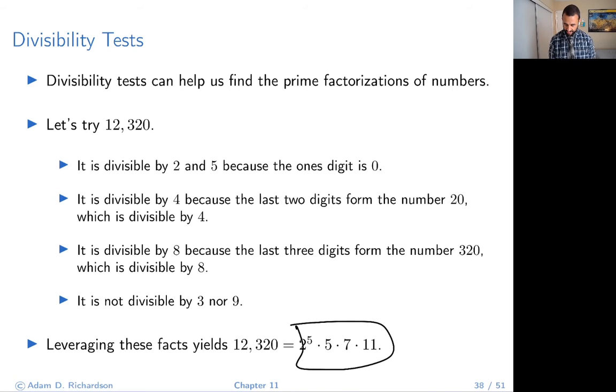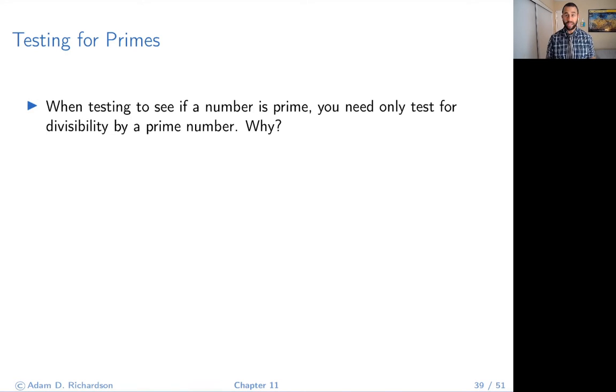So this is what it is in the end once you factor that number, and that's why we like these divisibility tests. All right. Okay, so now testing for primes. This is where cryptography kind of comes in, right? We want to know if a number is prime. So imagine I gave you a gigantic number. How do you know if it's prime?